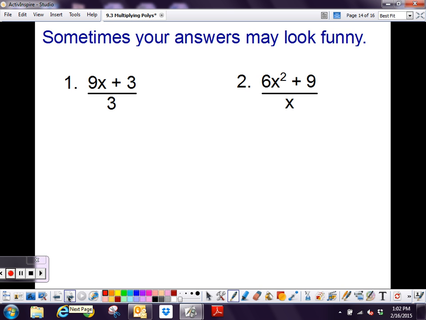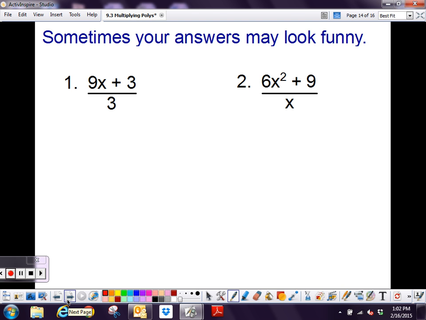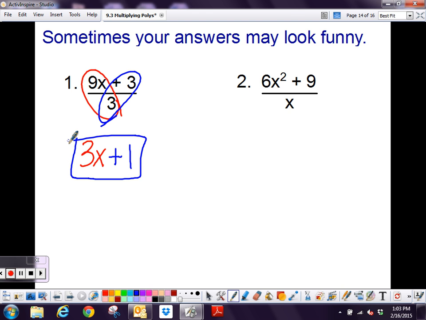Sometimes your answers may look a little funny, just like this last one. We had a fraction that made it look a little funny. So let's look at this. Again, I've got to divide both of these. So I have 9x divided by 3. So 9 divided by 3 is 3. I still have that x. And then I have 3 divided by 3. Don't forget, that's not 3 minus 3. That's 3 divided by 3, which is still going to be 1. There we go, 3x plus 1.